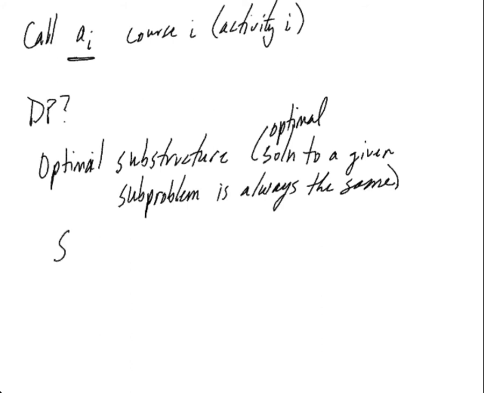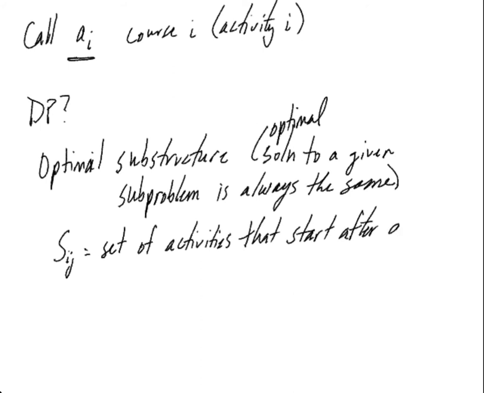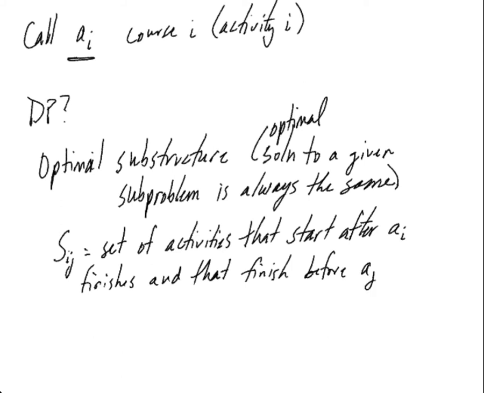Let's define S sub ij as the set of activities that start after A_i finishes and that finish before A_j starts.